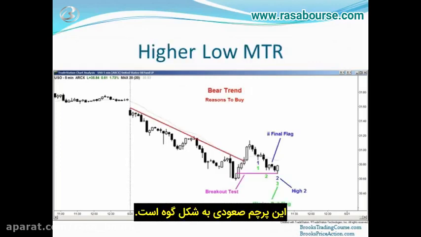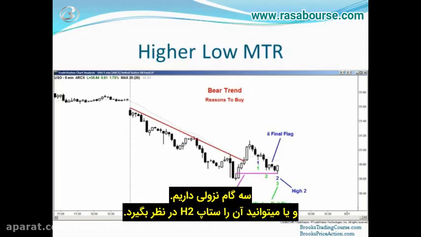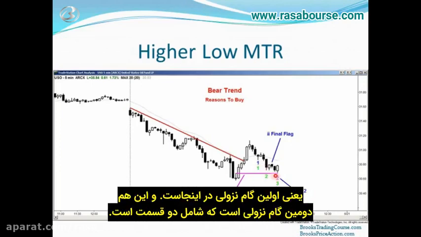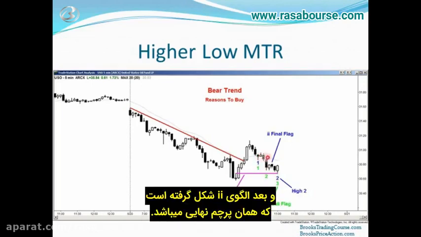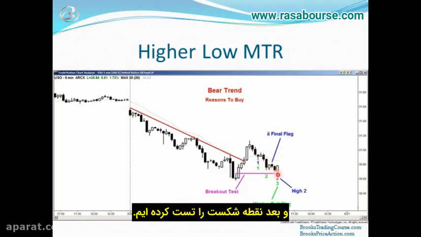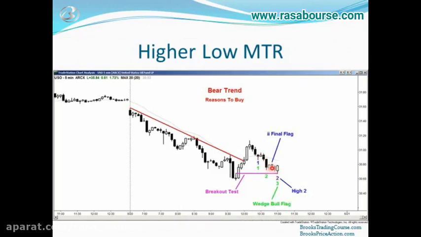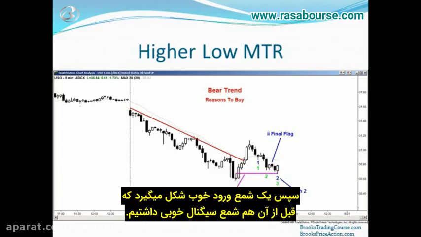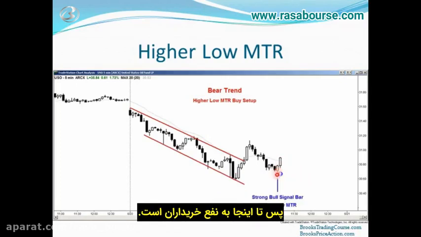You know, you can call it a wedge bull flag, 3 pushes down. You could call it simply a high 2, 1 push down, and then a second push down that's subdivided. And we have the II final flag and the breakout test. So there are a lot of reasons to buy. Great looking entry bar after a great looking signal bar. So far this is looking very good for the bulls.